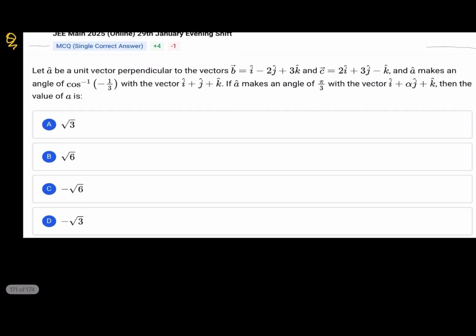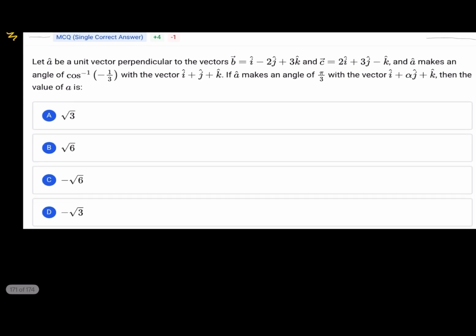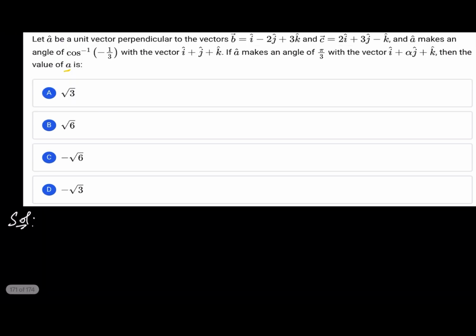As we can see, the question is simple. We have to find the value of alpha, right? So let us start. As it is given that a vector is a unit vector perpendicular to the B vector and C vector, we can take a cap in the direction of B cross C or C cross B according to the first line.